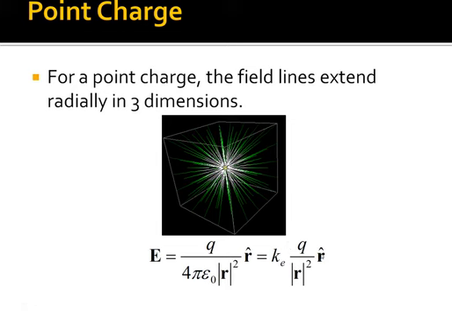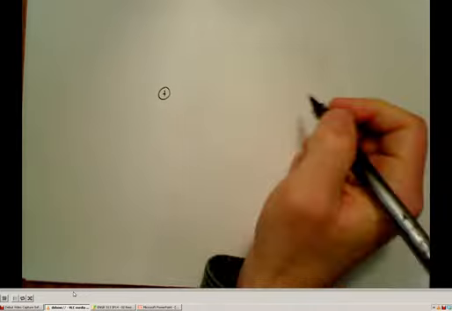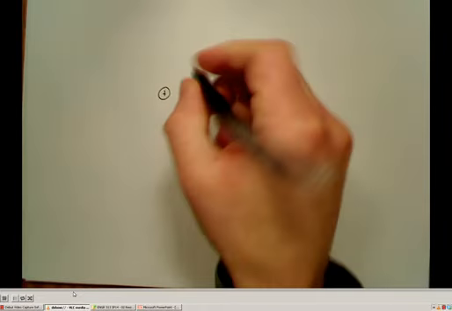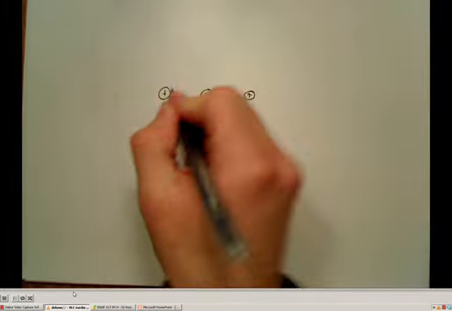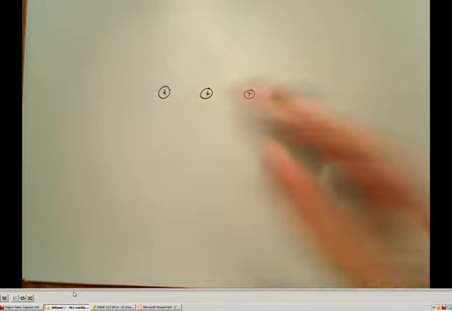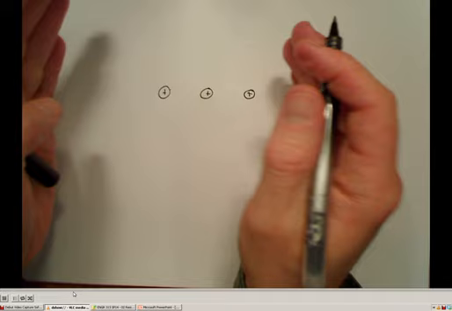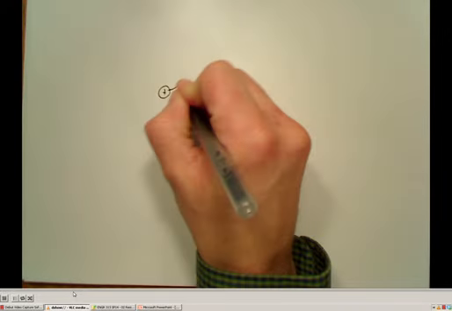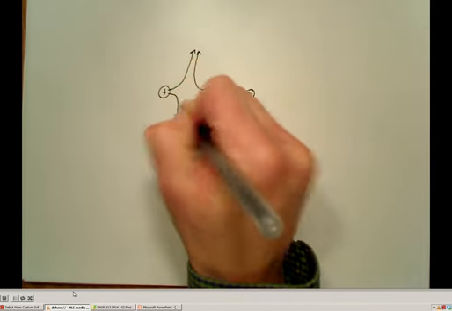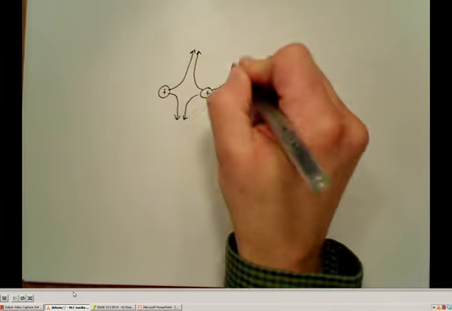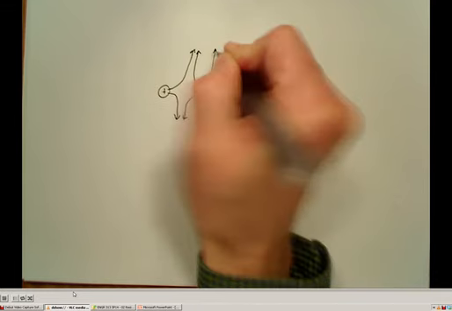Now imagine, if you will, that we take some positively charged point charges and look at the field lines, and we start bringing these positive point charges closer and closer together. If we look at the field lines as we bring these charges closer together, we're going to get bending in the field lines because of the principle of superposition.